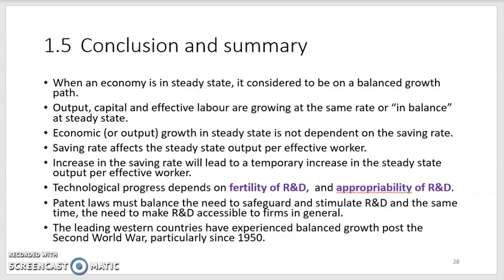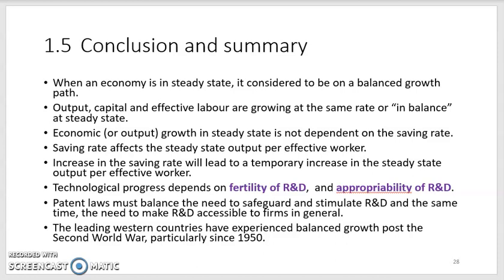Okay, let's conclude. The conclusion we can make from what we've learned is that when the economy is in steady state, it is considered to be on a balanced growth path. Two, output, capital, and effective labor are growing at the same rate, or in balance, at steady state. Economic or output growth in steady state is not dependent on the savings rate. The savings rate affects the steady state output per effective worker. An increase in the savings rate will lead to a temporary increase in output per effective worker.